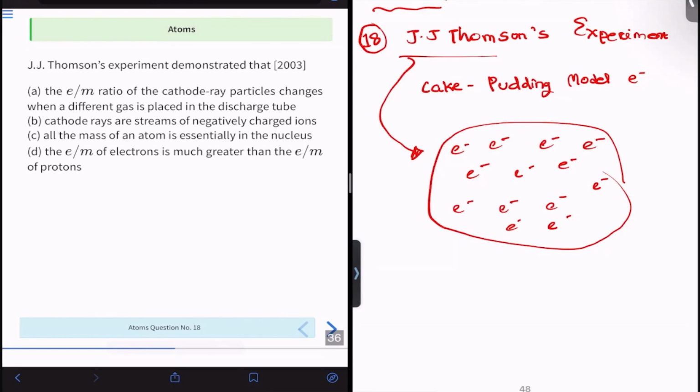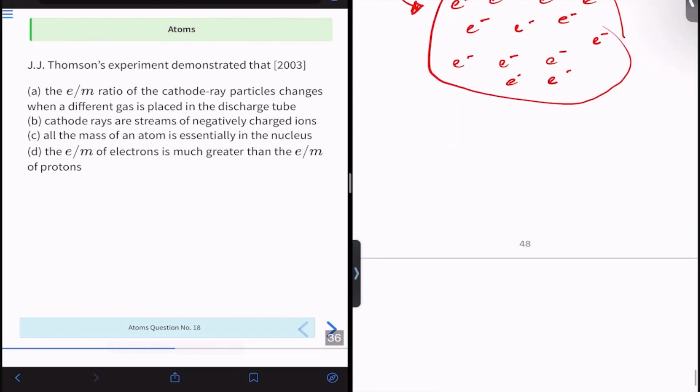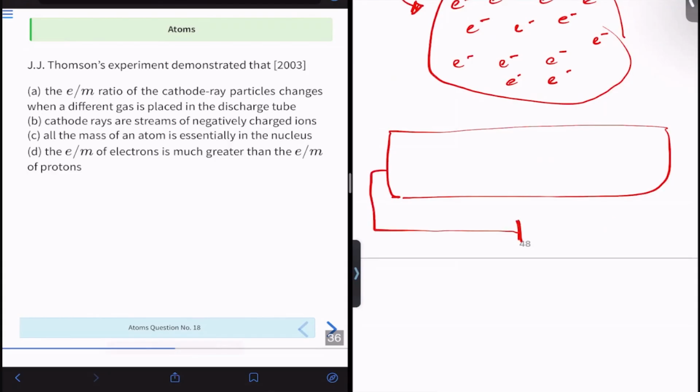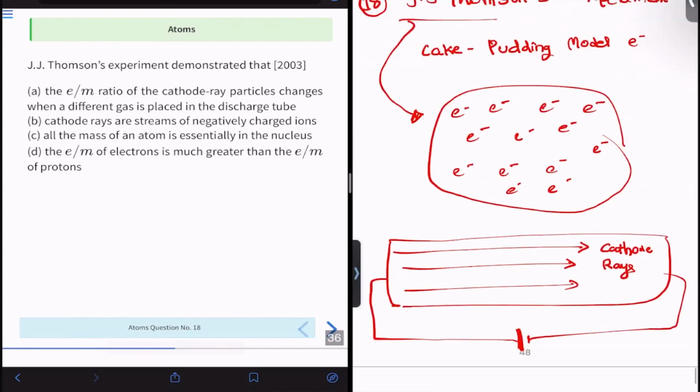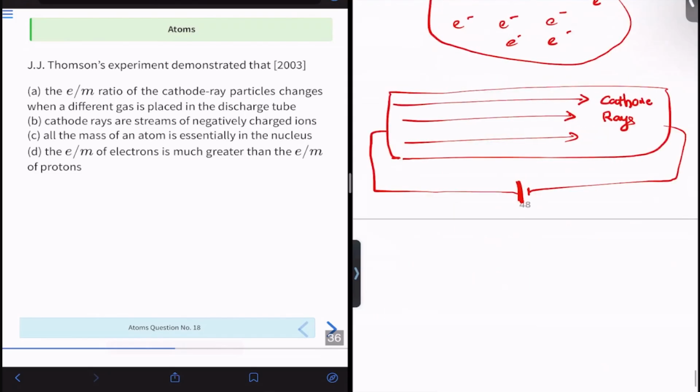We have to see what his experiment actually was. He took a cathode tube and connected it to a circuit, and in that cathode tube, he emitted cathode rays. This was his experiment. So in this experiment, what did he do? We have to select the correct option among these four.